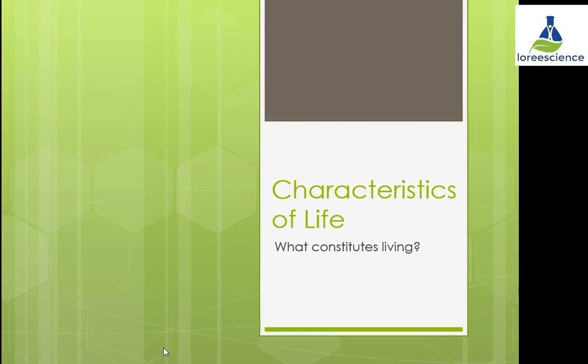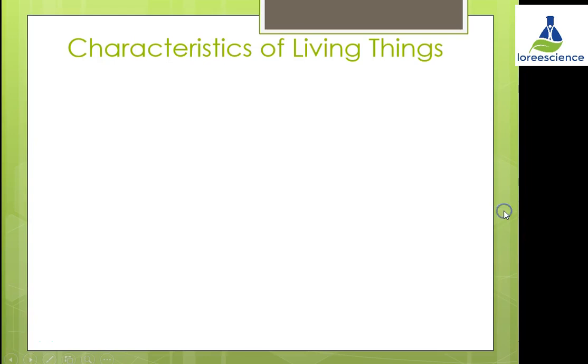In this lesson, we're going to be taking a look at the characteristics of life. As we begin the unit of biology, we need to consider what constitutes something as being alive. So when we look at the characteristics of living things, there are 7 different characteristics that something needs to have in order to be considered alive.